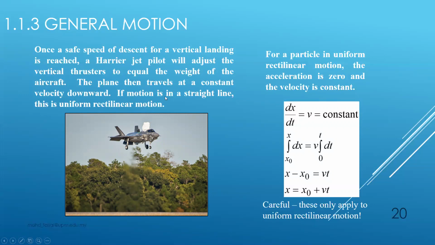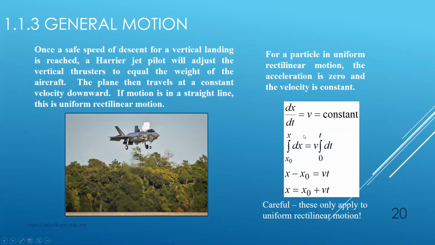If motion is in a straight line, it is what we call uniform rectilinear motion. For a particle in uniform rectilinear motion, the acceleration is zero. Why? Because the velocity is constant. There is no change in the velocity. Therefore the acceleration is zero.